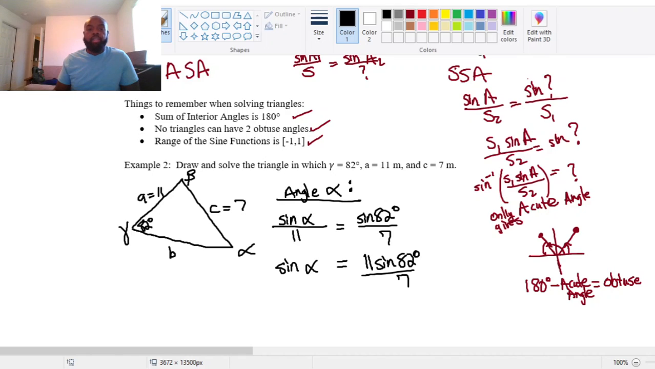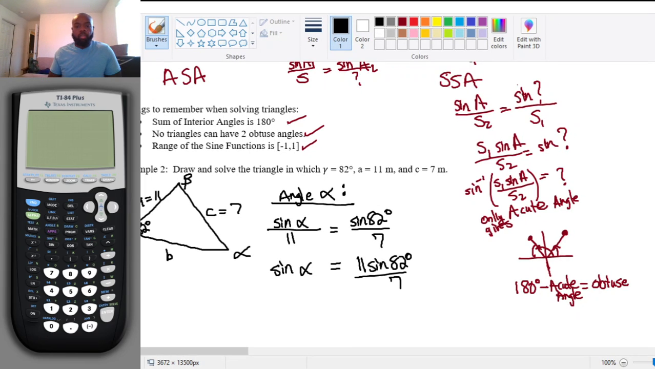Now, I'm going to pull up my calculator. One of the things you want to do, whether you have a graphing calculator or a scientific calculator, is ensure that your mode is set on degree mode. If it is not, scroll down and make sure it's on degree. What I'm going to do here is see what 11 times the sine of 82 degrees divided by 7 equals. And that's 1.556. I'm going to write that down. So I'm going to get sine of alpha equals 1.556.